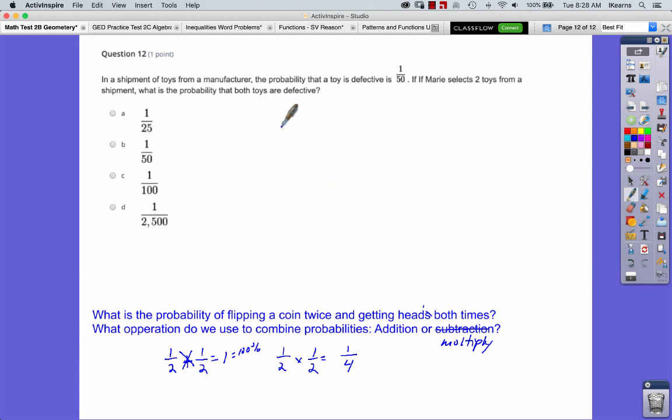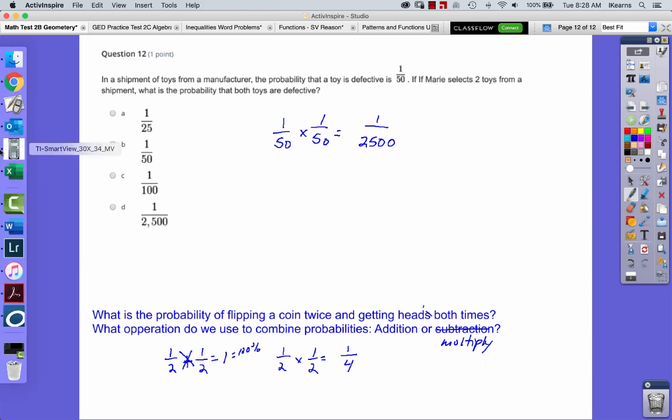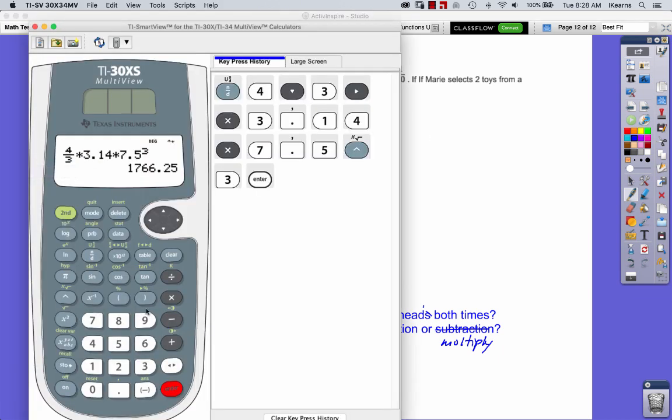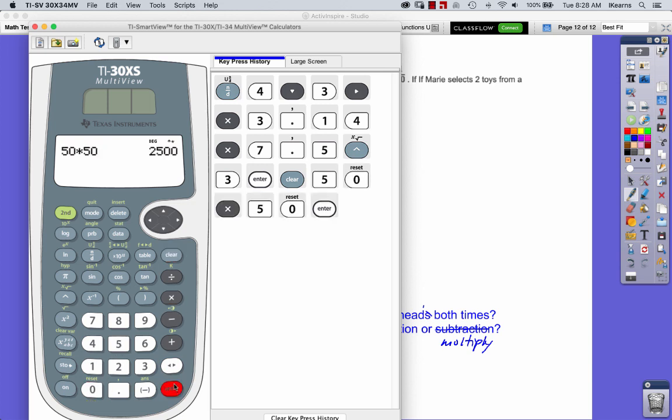So if we go up here to our problem, we're going to take 1 over 50, and we're going to multiply it by 1 over 50. And again, you're going to do 1 times 1, and then 50 times 50. Well, 5 times 5 is 25. And then we have 2 different zeros that we need to add, or 2,500. Again, if you want to use a calculator, feel free to.